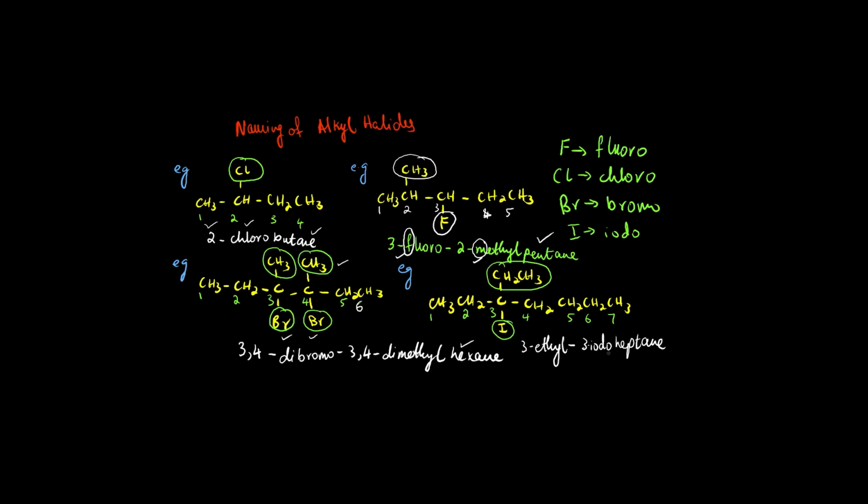Again, why exactly is this the name? On the third carbon we have the ethyl group, and on the third carbon we have the iodo substituent, and heptane is because there are 7 carbons, so that is the prefix. Why is the ethyl before the iodo? Simply because E comes before I, and that is it. Now let's look at slightly more complicated examples.